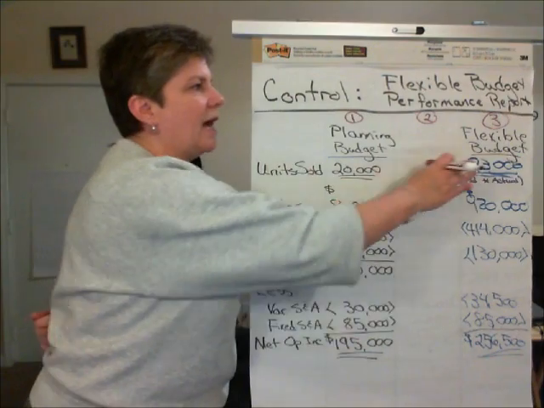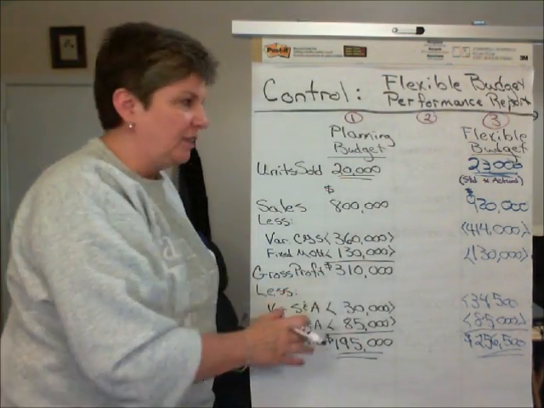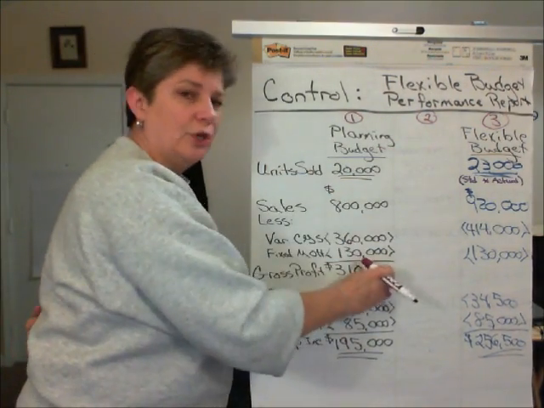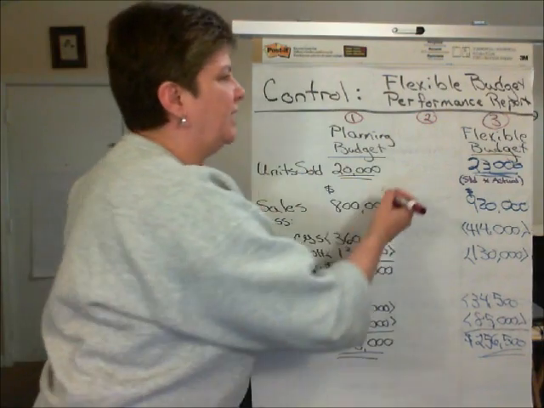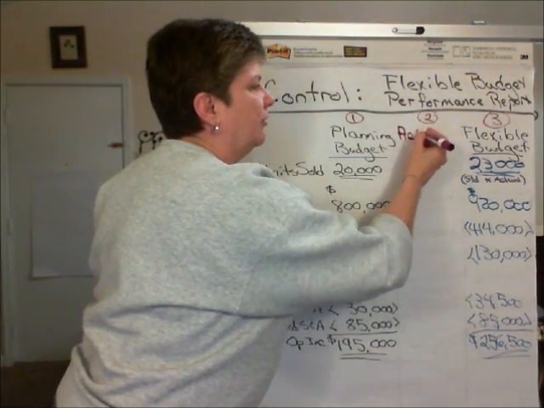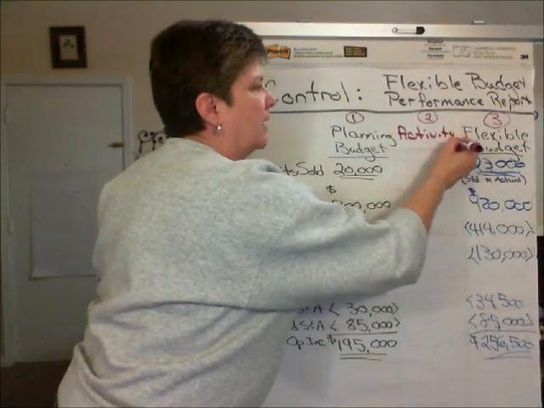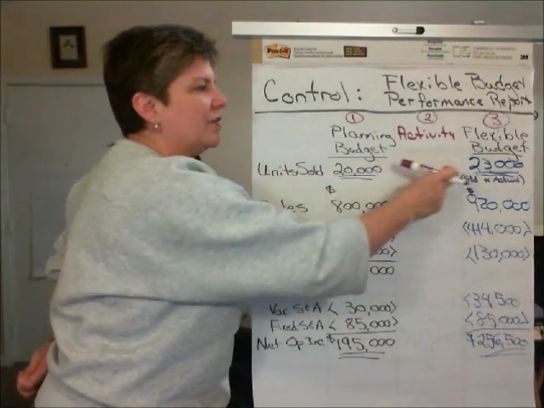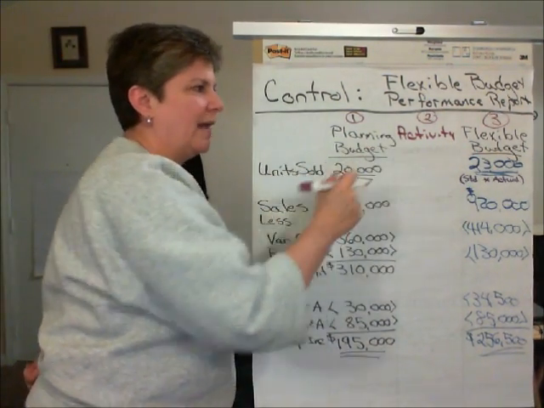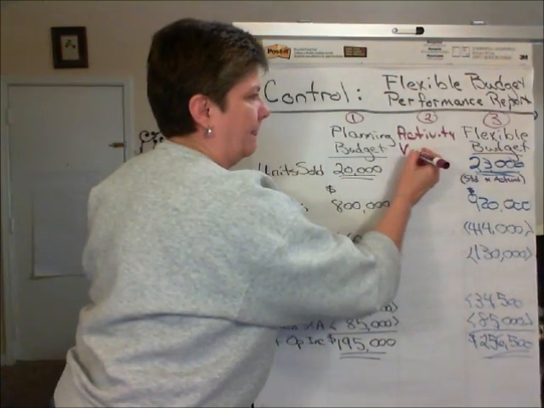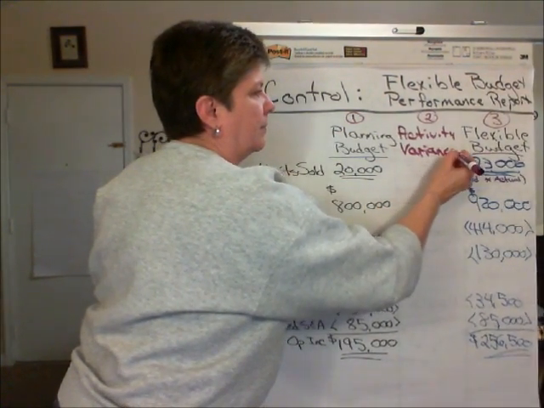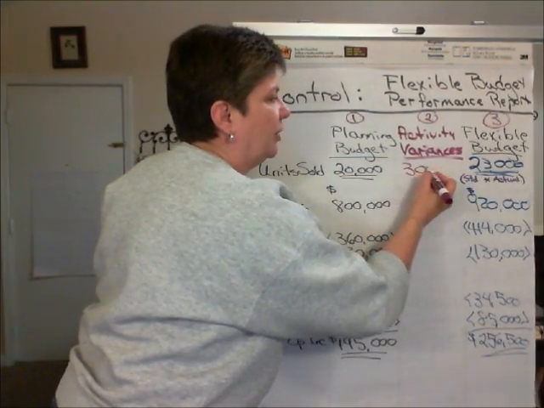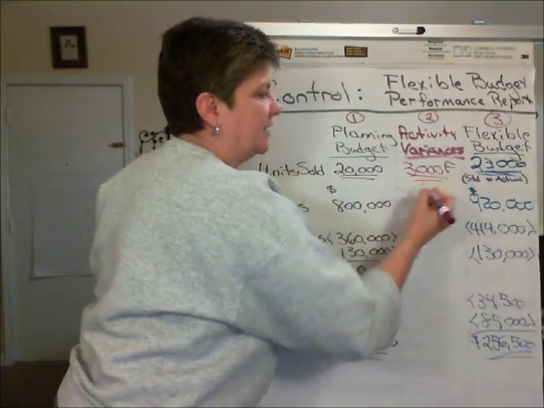Now notice we got three columns here. Column 1 is the planning budget, column 3 is the flexible budget column, and column 2, the one in the middle, is going to be our activity variances. These are going to be the variances that are specifically related to the change in volume from what we planned to what actually happened. So we've already seen that in terms of units, we've got a 3,000 unit favorable activity variance.